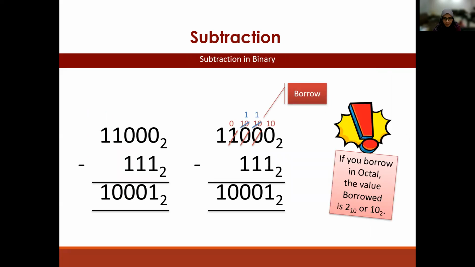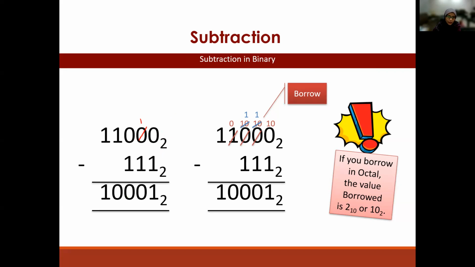Now, subtraction in binary. Okay. So same goes to this. If you borrow in binary, what do we have here is, if you borrow from a binary number, the value is actually equal to 2. Okay, 2. So 2 means 1 0 in binary, right? 1 0. So 0 is smaller than 1. So if we borrow from here, this actually becomes 1.